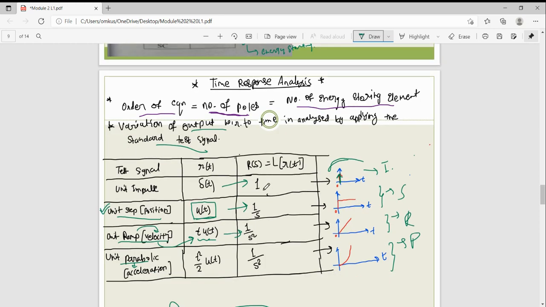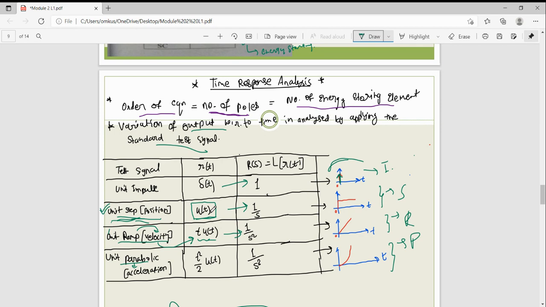Now there are some standard outputs with respect to time analysis applied for the standard test signal. These are some standard test signals, and 70 to 80% of the time we are using the step signal only. So this is for the input side, and what is the Laplace transform for this side? For a unit impulse, delta of t, its Laplace transform is 1. Similarly, the unit step u of t is represented as 1 by s.